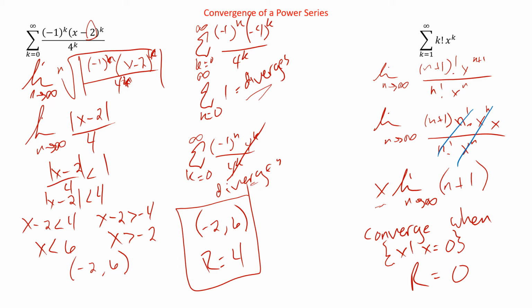So these are the three things that could happen. We could have it converges everywhere, like that first example. We could have it converges on a region, like the second example, or it only converges at that one point that is the center, like the third example. So that's how to test for convergence.